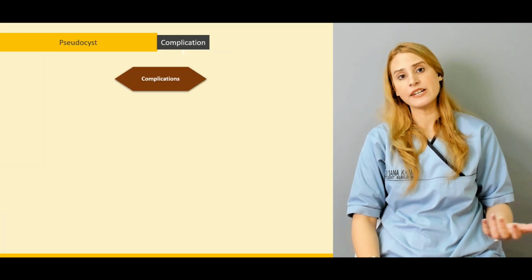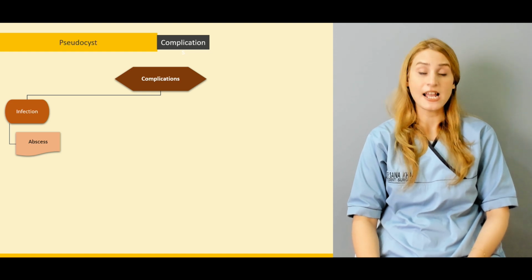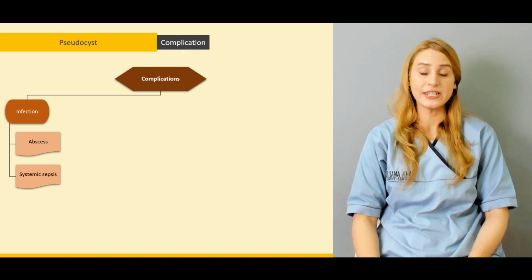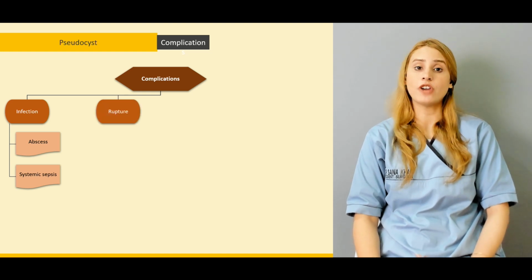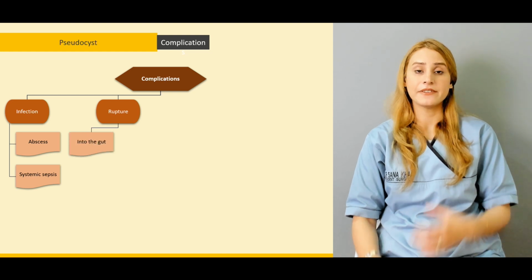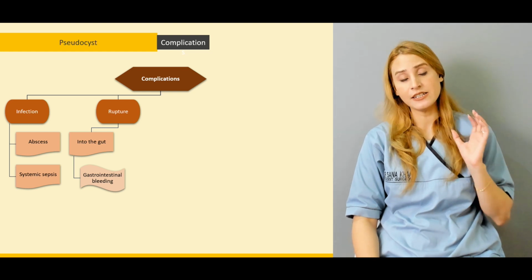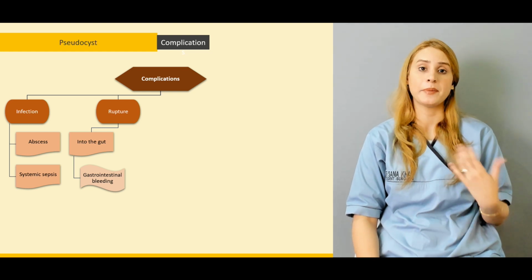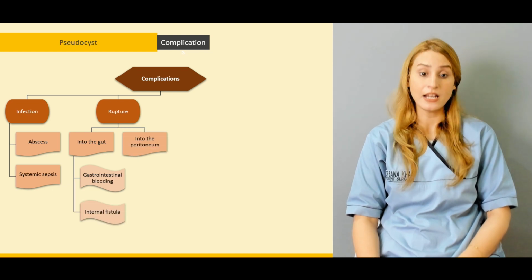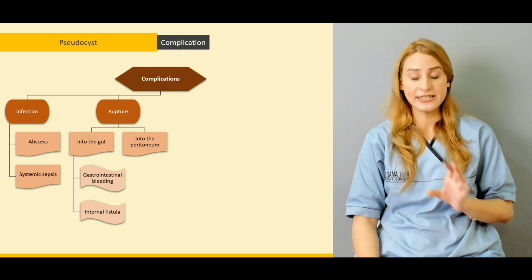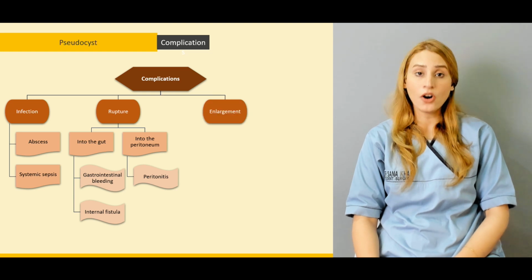There can be other complications of the pseudocyst. If there's an infection in that pseudocyst, then there would be formation of an abscess, or there would be systemic sepsis. There can be a rupture of the pseudocyst, and this rupture can be into the gut or into the peritoneal cavity. If the rupture is in the gut, obviously the patient will present to you with a GI bleed. There can be internal fistula. Or if the rupture is in the peritoneal cavity, then this can cause generalized peritonitis.